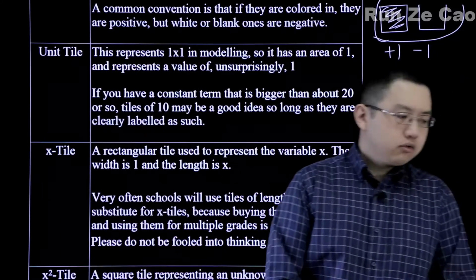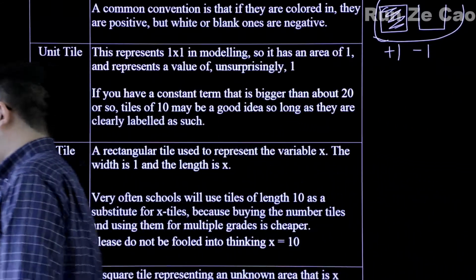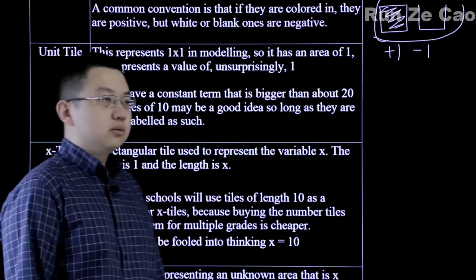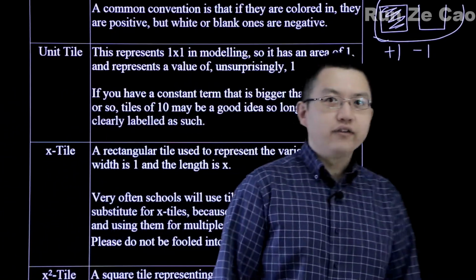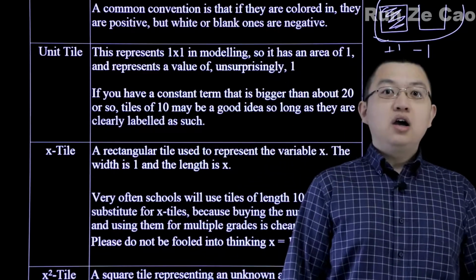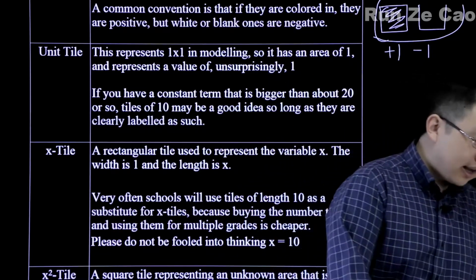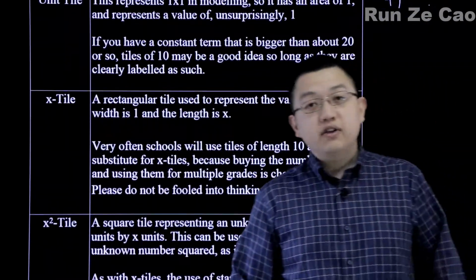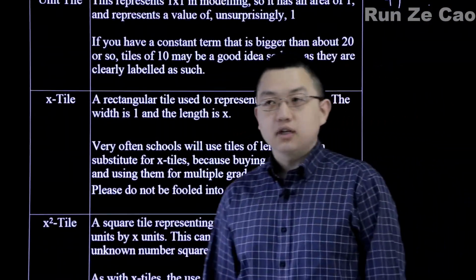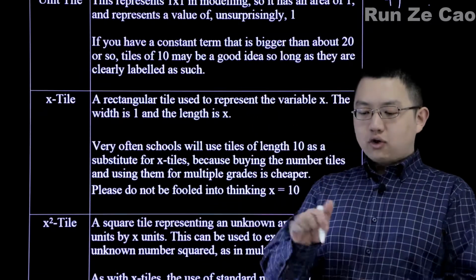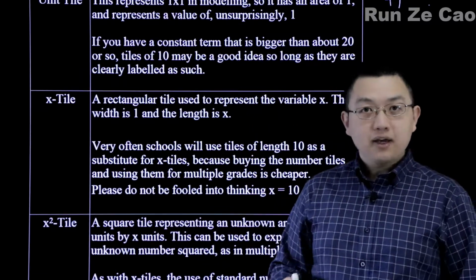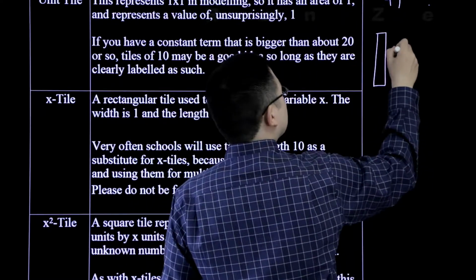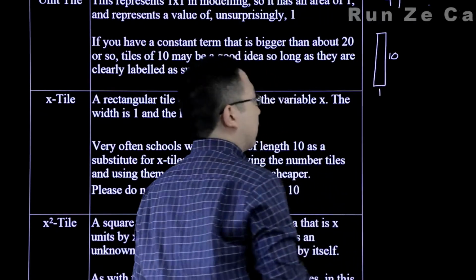A unit tile represents 1 by 1 in modeling. So it has an area of 1. It has a length and width of 1. And it represents a value of, hopefully unsurprisingly, 1. Now, if you have a constant term that is bigger than about 20 or so, tiles of 10 may be a good investment, just because drawing 20 unit tiles is a bit of a pain. But then you would have to label them as 10, 1, or something like this.